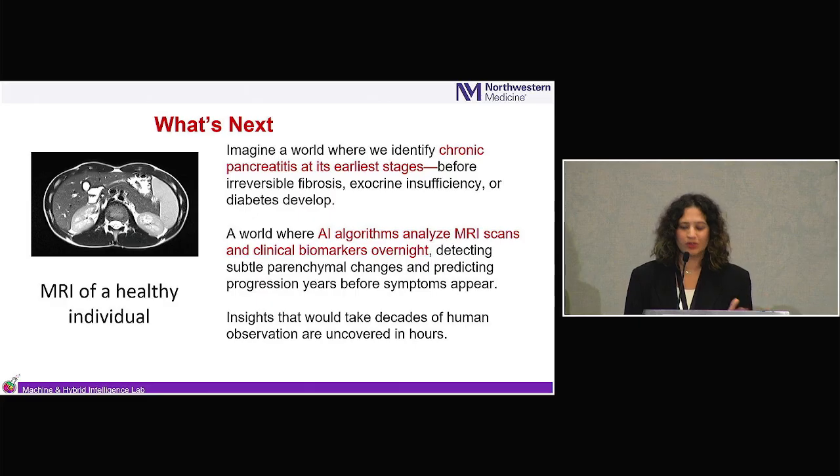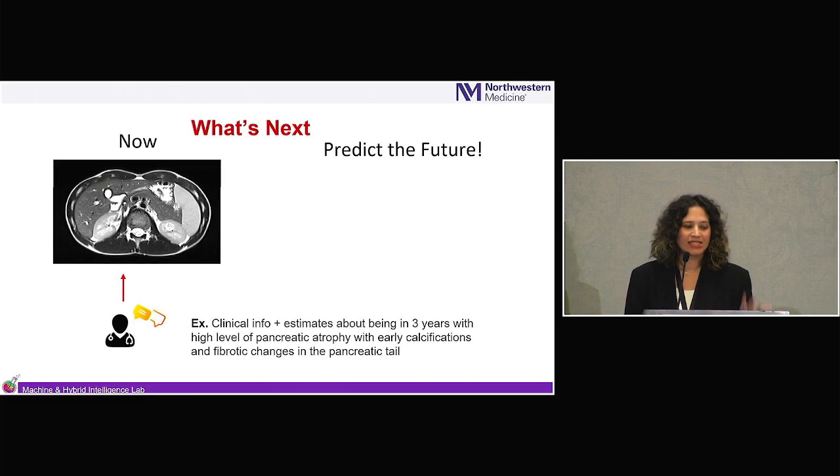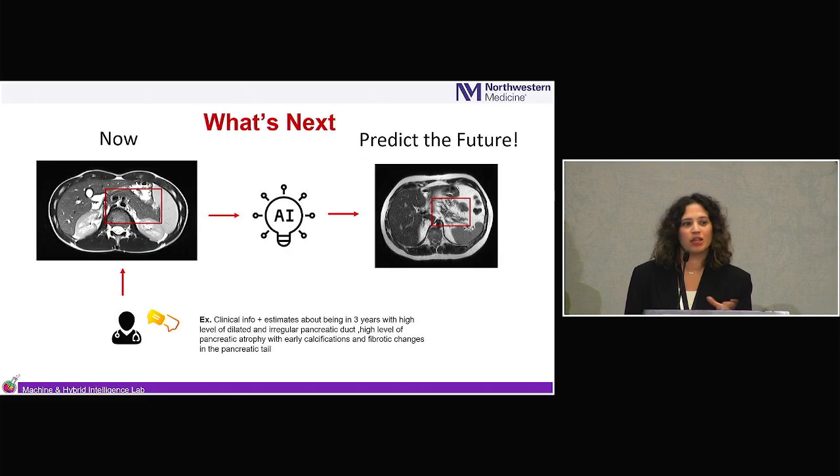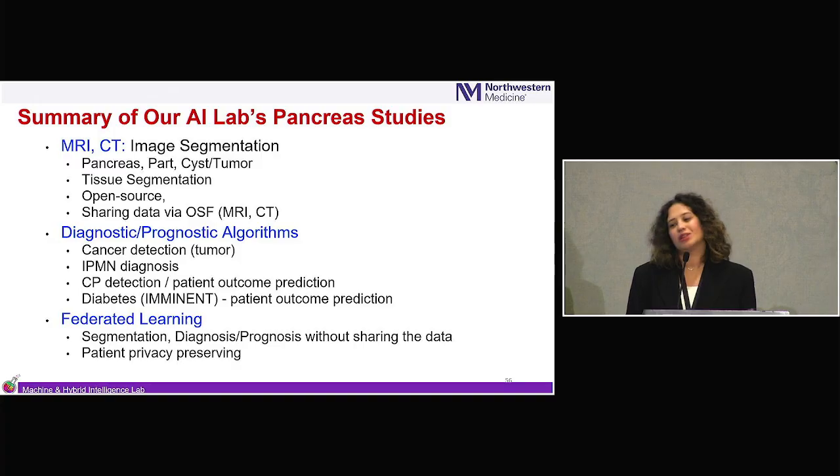So let's imagine a world where we identify chronic pancreatitis at its early stages, before irreversible fibrosis, diabetes, and exocrine insufficiency develop. A world where AI algorithms could analyze all imaging and clinical data overnight, which would take us humans decades. So this is the healthy pancreas, and with AI we can predict the future with the clinical data, what's going to happen on the imaging side and also the clinical side for this patient. So let's get back into reality.